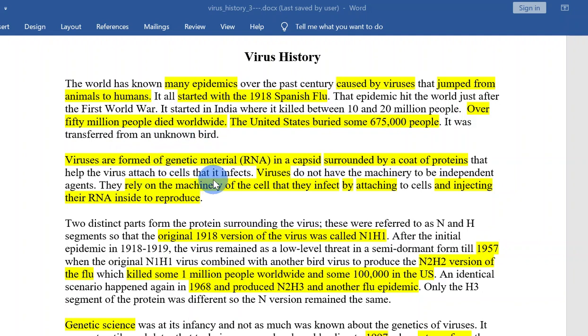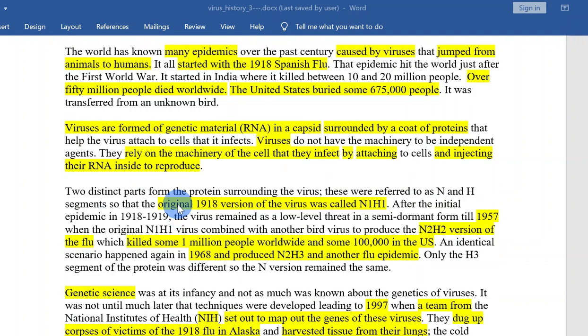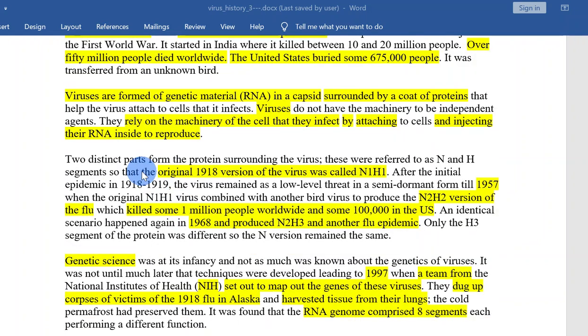Viruses are formed of genetic material, RNA, in a capsid surrounded by a coat of proteins that help the virus attach to cells that it infects. Viruses do not have the machinery to be independent agents. They rely on the machinery of the cell that they infect by attaching to them and injecting their RNA inside to reproduce. Two distinct parts form the protein surrounding the virus.